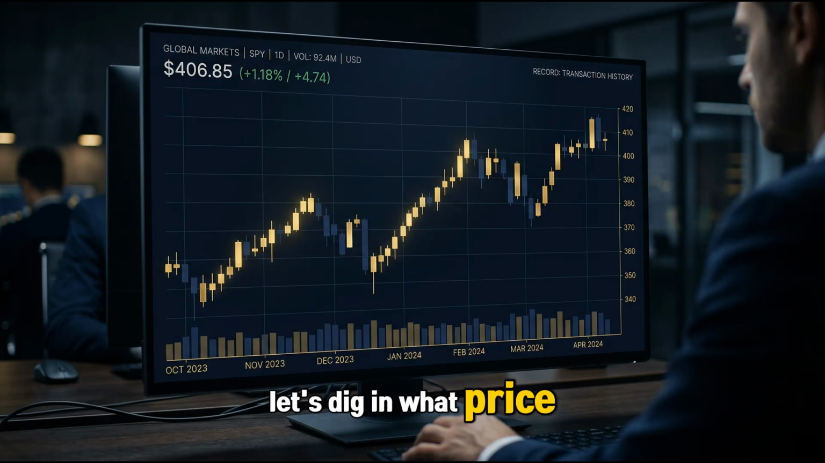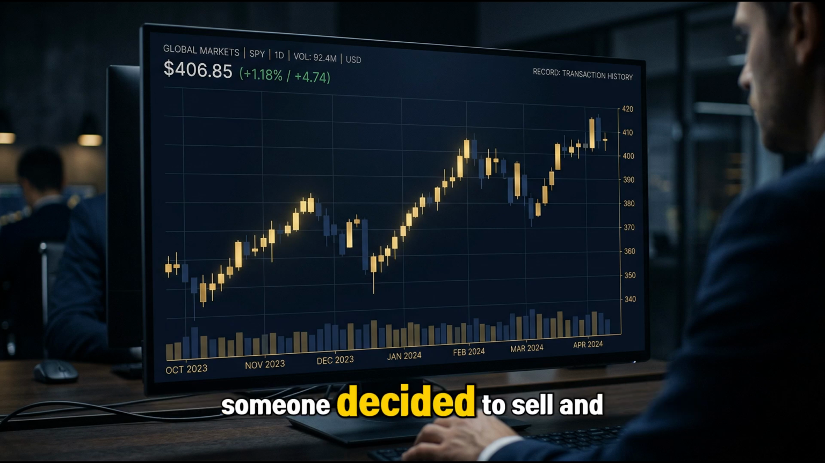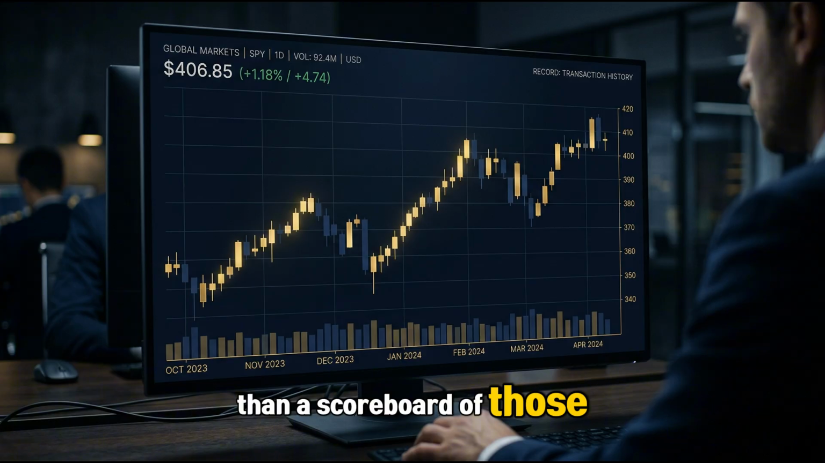Let's dig in. What price action actually is. Price action is simply the record of what buyers and sellers have done over time. Every single tick you see on a chart represents a transaction. Someone decided to buy, someone decided to sell, and they agreed on a price. That's it. The chart is nothing more than a scoreboard of those agreements.